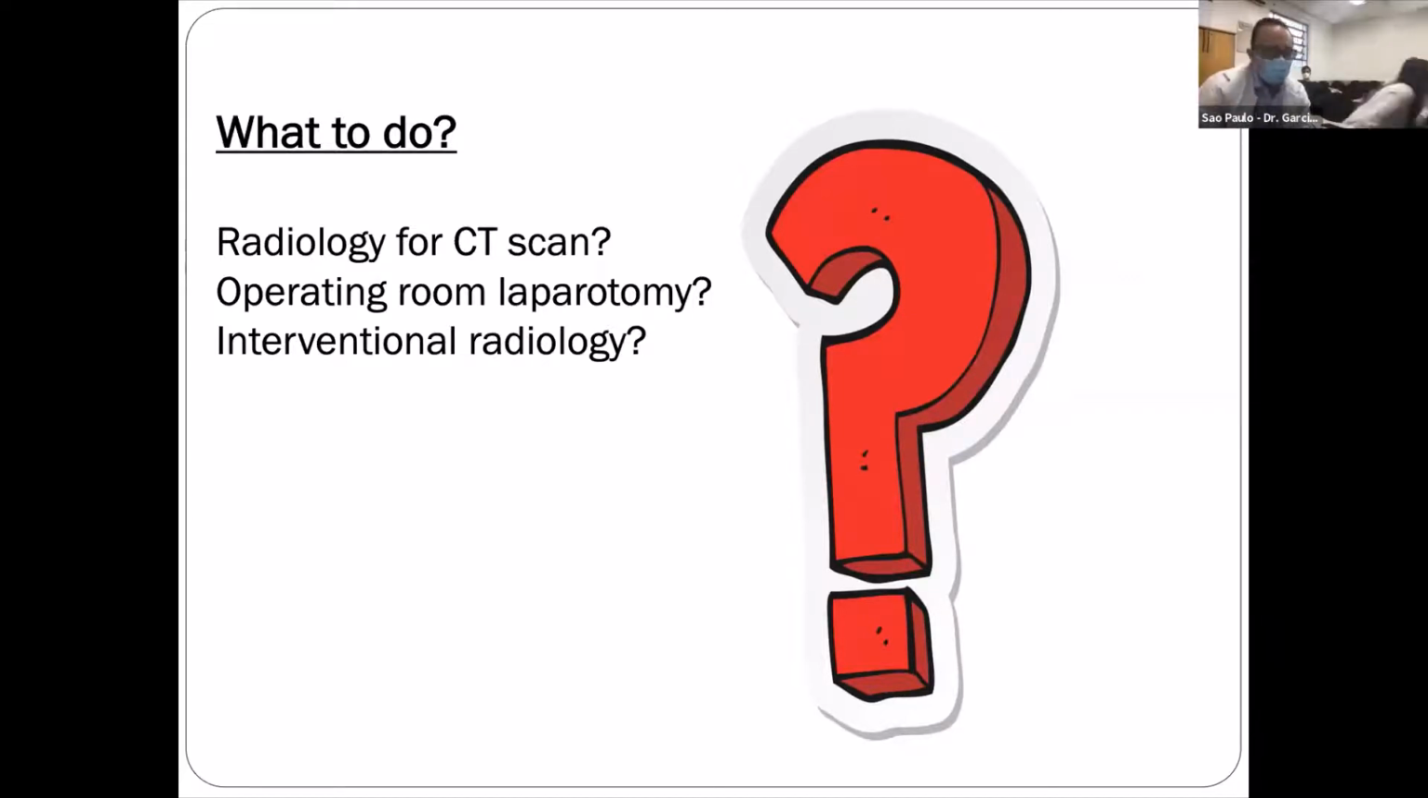Yeah, I agree that if you are in a high resources center, it's different. But if you are in low resources, the best thing to do is to be safe and just take the patient with a positive FAST to the OR, and then in the OR you can decide what you're going to do with the pelvic fracture.